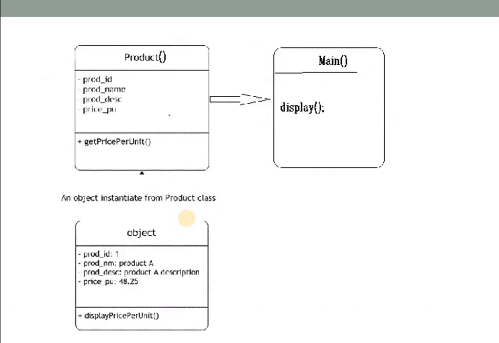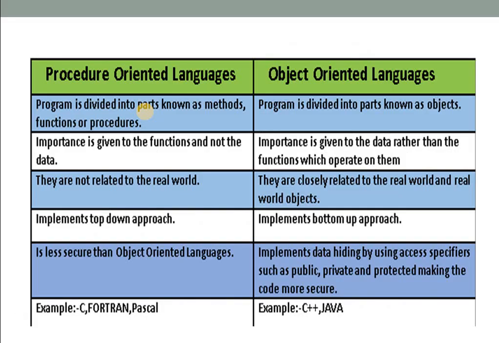Now, what is the bottom-up approach? Here, in this picture, you can see this is our main function. This product, object, etc. contribute together to make the main function. So the main is built up with the help of some additional functions or classes, or we can call them objects. This is what we mean by bottom-up approach. So in procedure-oriented language, we have a top-down approach, while in the object-oriented concept, we have a bottom-up approach.